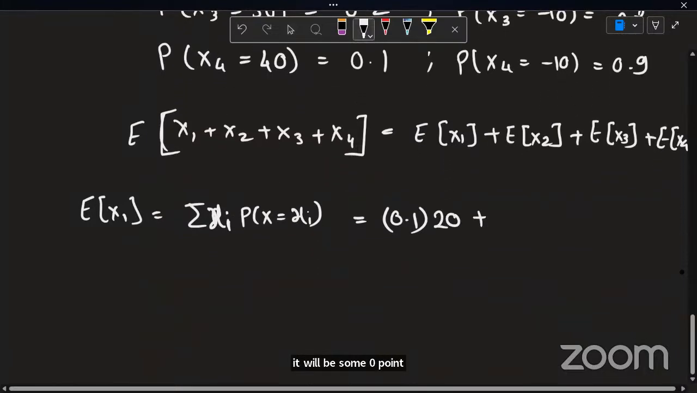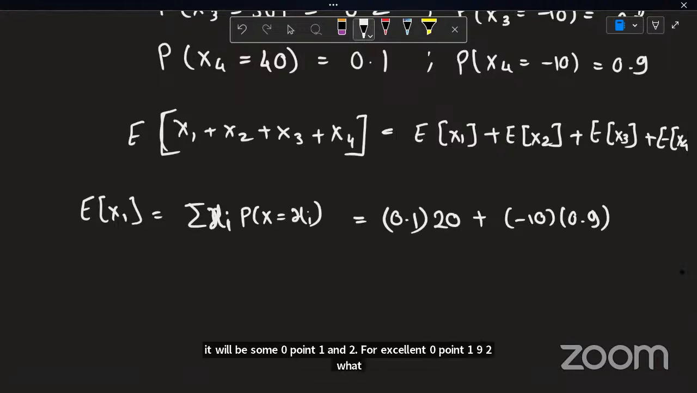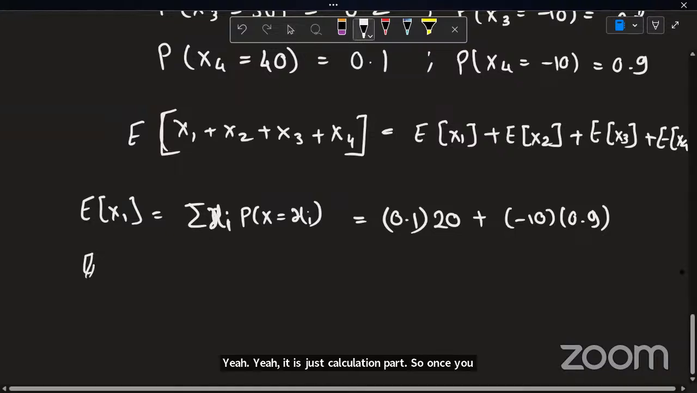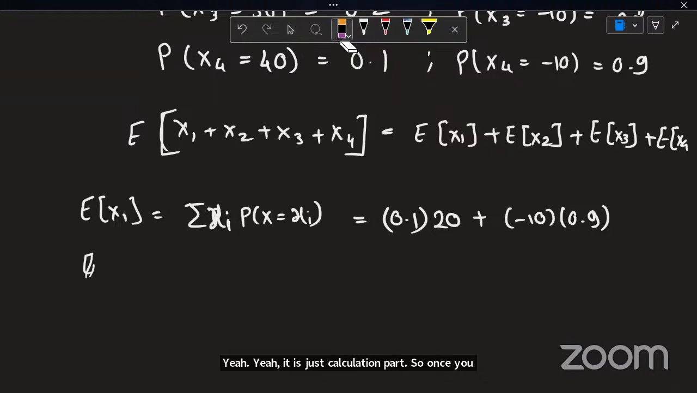Plus minus 10 into 0.9. Fine, 0.9. Similarly, you can find the expectation for x2, x3, and x4 and add them, right? Ma'am, it will add up to 19.5. It is just a calculation part, you can leave it. So once you do this, you have the answer range there.